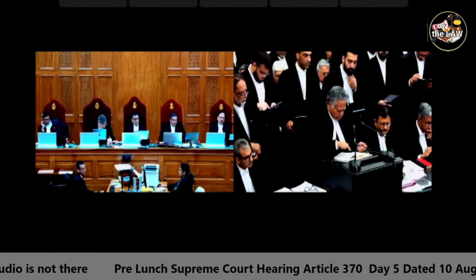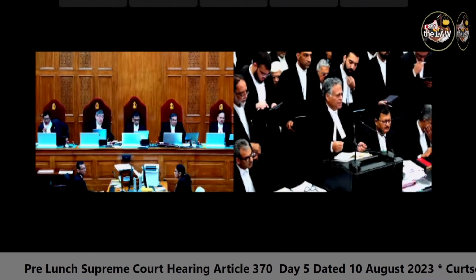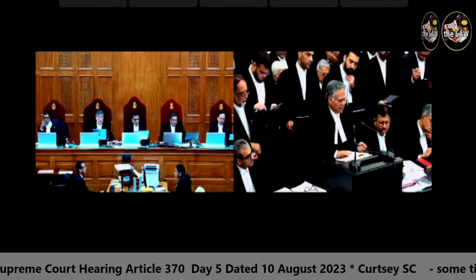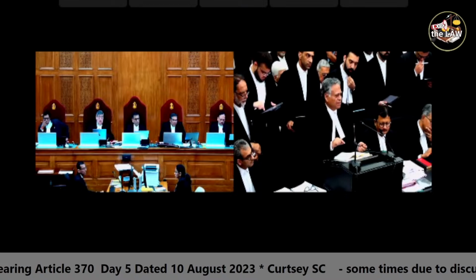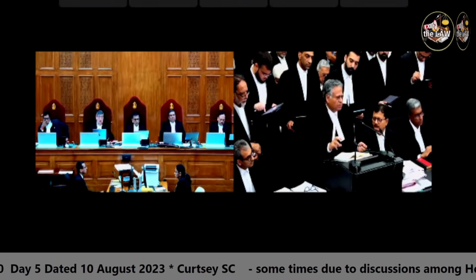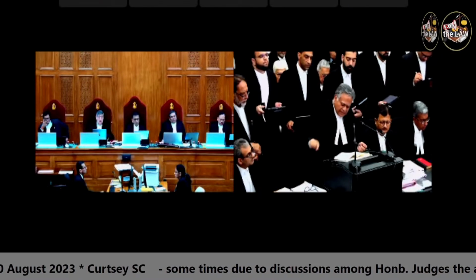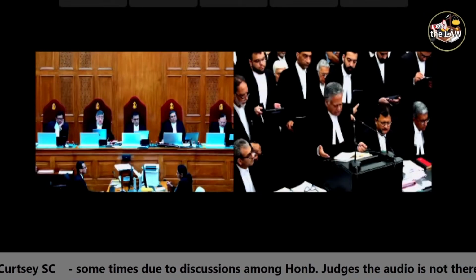Now, I'm trying to lay down the basis. Where does this autonomy come from? This autonomy comes from the instrument of accession, is one. And second important thing is Article 370 itself. It doesn't give power to the institution of parliament to make any kind of law it wishes to make for the state, unless the state government agrees to it, both by consultation and concurrence.